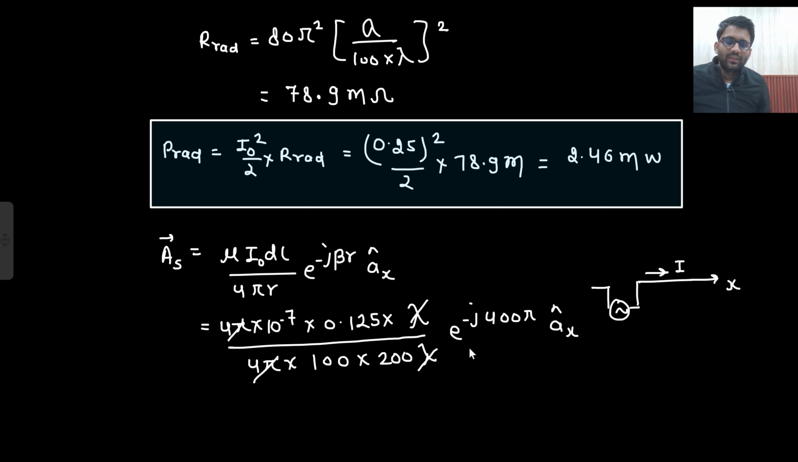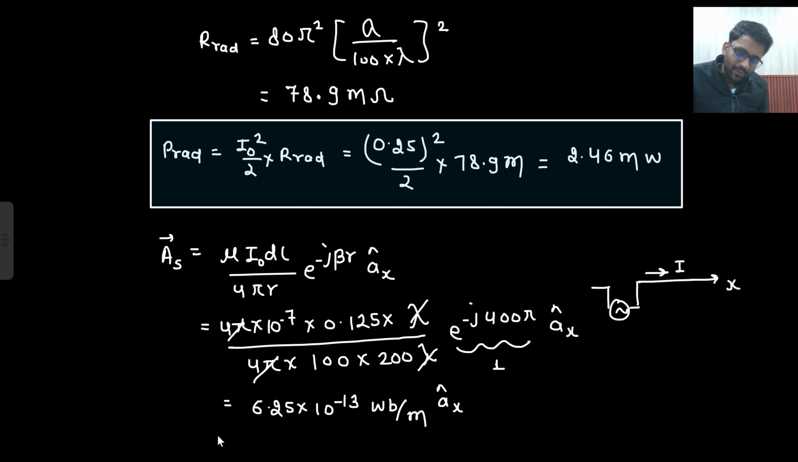So let's do this calculation. This will be 1 only. This is 1. So only calculation is left, that is 0.125 divided by 100 divided by 200. So 6.25 into 10 to the power minus 6. Nothing is left, no? This is 10 to the power 3, 10 to the power minus 7, and then this would be 6.25 into 10 to the power minus 13 Weber per meter ax cap.